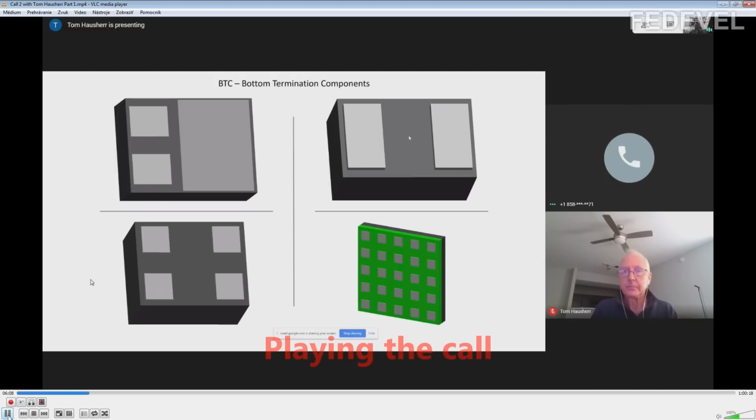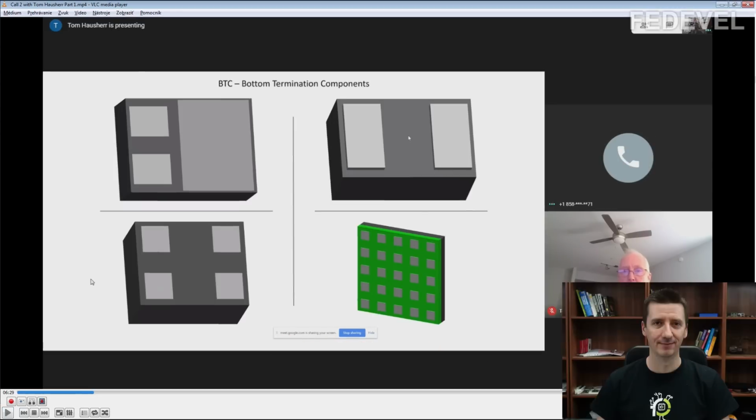So can we say it is safer to always use a rectangular pad shape? You are not going to do anything wrong if you always use a rectangular pad shape. You're not doing anything wrong.